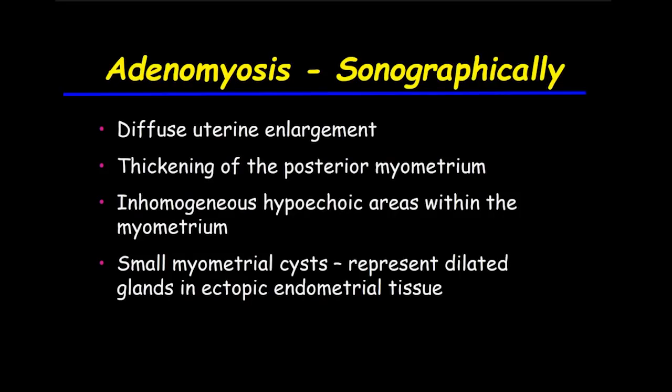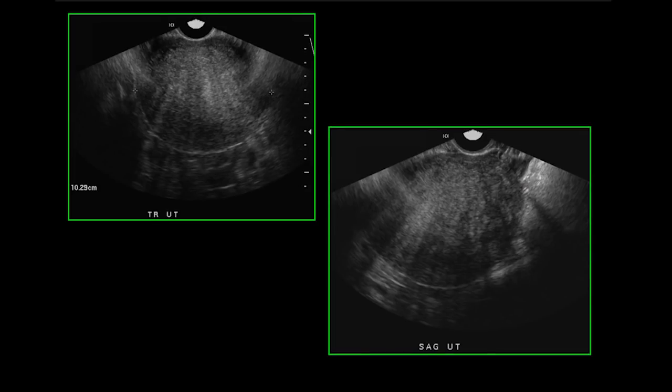Sonographically, adenomyosis presents as diffuse uterine enlargement, often with preferential thickening of the posterior myometrium. There are inhomogeneous hypoechoic areas in the myometrium, and small myometrial cysts may be seen. Transvaginal images demonstrate a globular appearance of the uterus and vertical linear striations representing the Venetian blind appearance seen due to interspersed heterotopic endometrial tissue with hypoechoic myometrium.